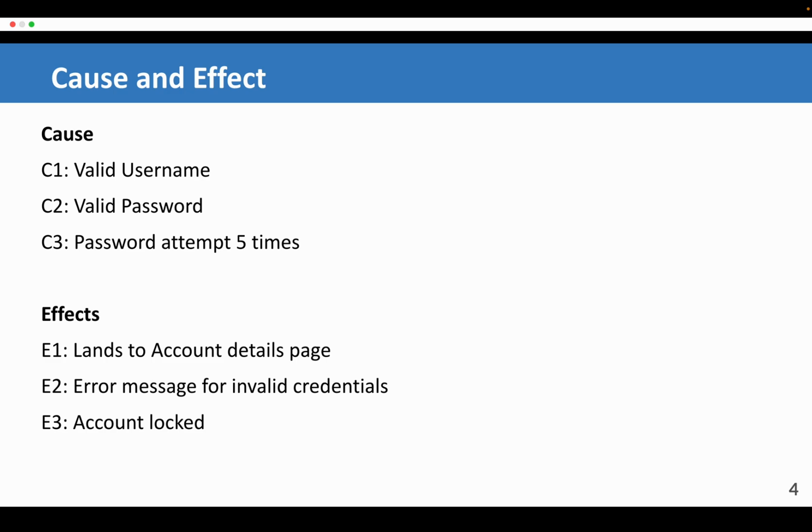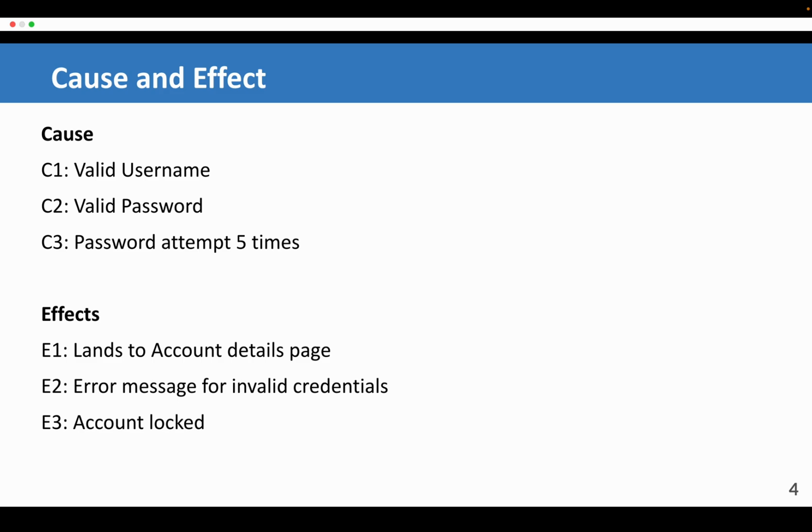So from the given requirement that we saw earlier, we see three causes and three effects. There can be multiple causes or multiple effects based on your requirement, and it basically depends on the number of conditions given in our requirement. So these are the causes and the effects.